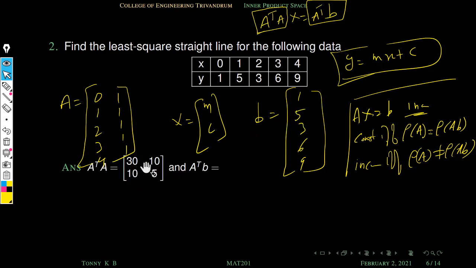Here A transpose A is 30, 10, 10, 5. Okay, this is A. Take A transpose, then you multiply A transpose A. Then what about A transpose B?